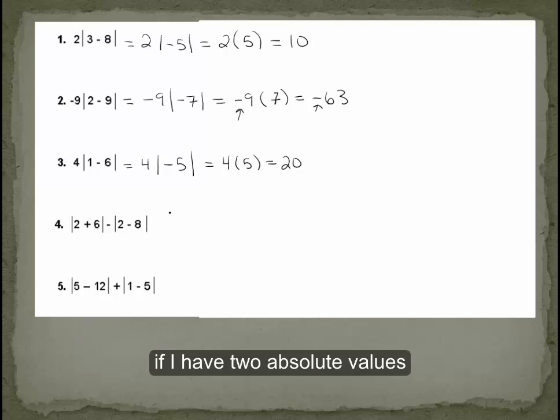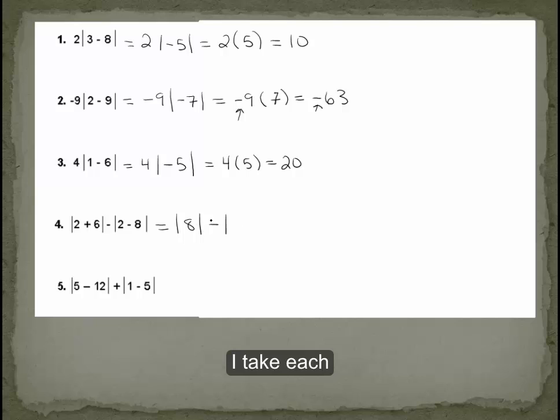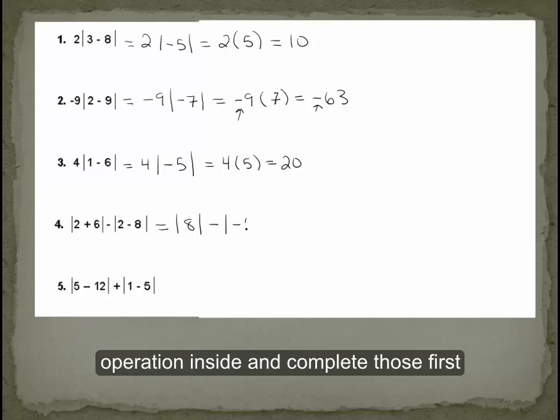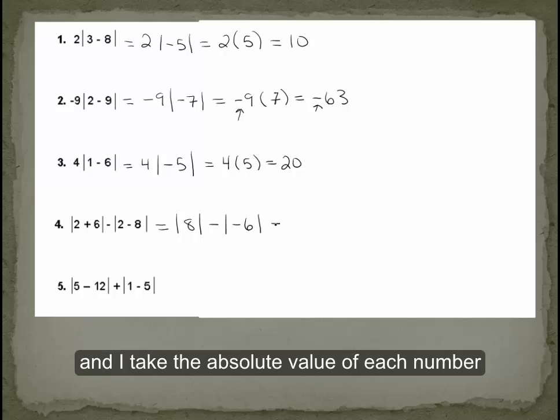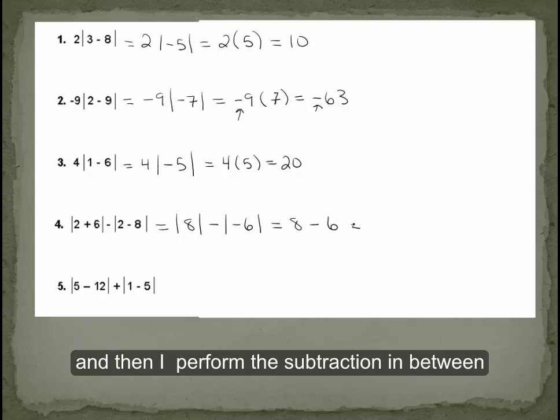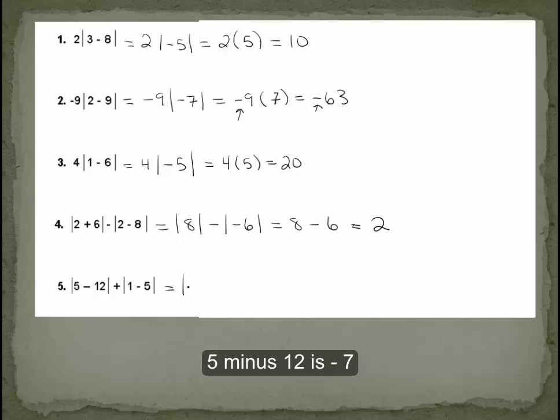If I have two absolute values, I take each operation inside and complete those first. Then I take the absolute value of each number. Then I perform the subtraction in between. 5 minus 12 is negative 7. 1 minus 5 is negative 4. Absolute values gives me 11.